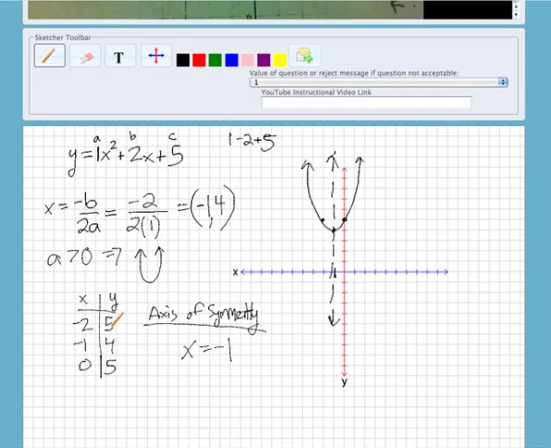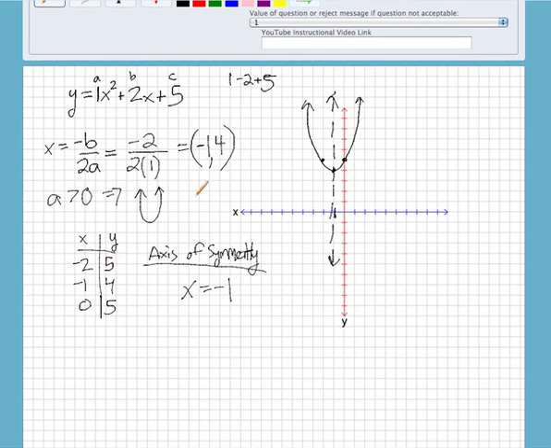Then the next question is, what's our max or min? This one's going to have a minimum because it's pointing upward, so the minimum value is going to be the y value of the vertex. The max or min is always the y value, so the minimum is just going to be 4 if they ask for that.